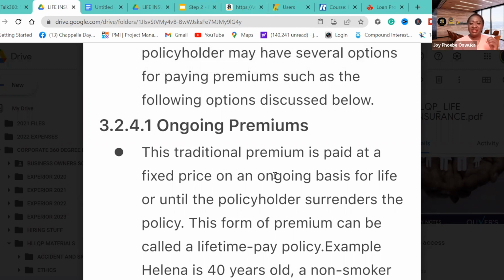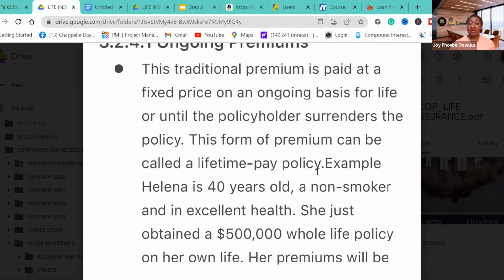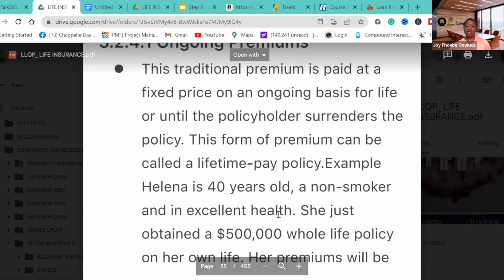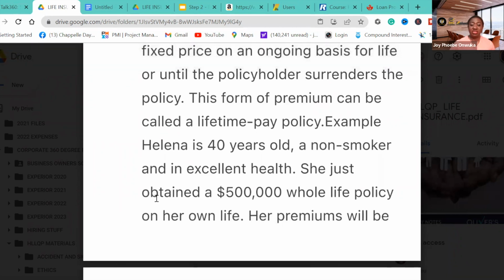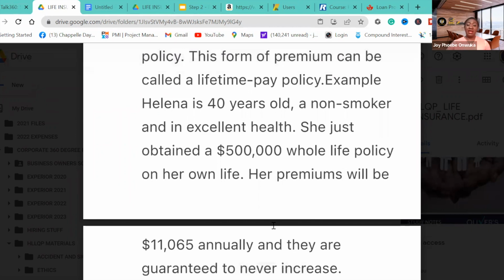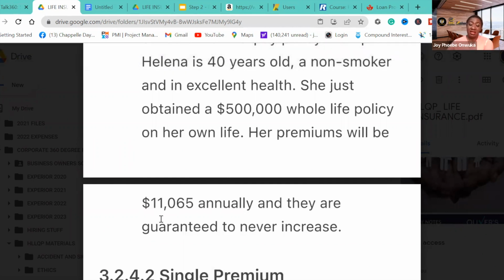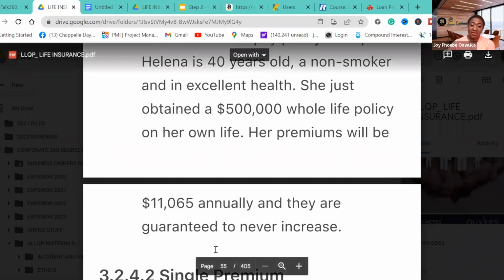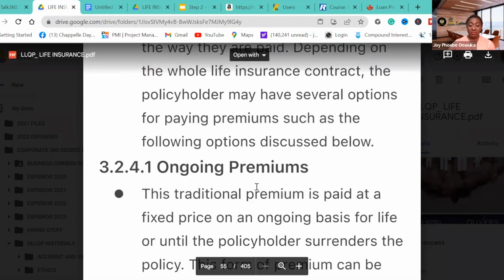Ongoing premiums. This traditional premium is paid at a fixed price on an ongoing basis for life until the policyholder surrenders the policy. This form of premium can be called a lifetime pay policy. For example, Helena is 40 years old, a non-smoker, and in excellent health condition. She just obtained a 500,000 whole life policy on her own life. Her premium will be 11,065 annually, and they are guaranteed to never increase. Okay. Now, this is ongoing premium.